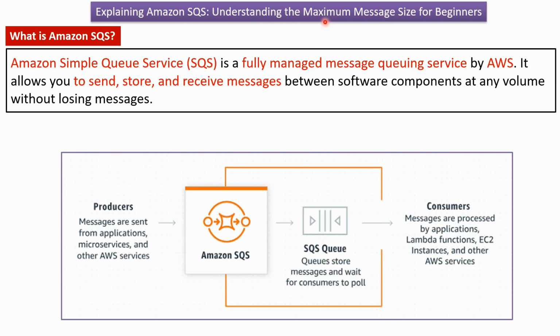In this video tutorial, I will explain what is the maximum message size in Amazon SQS. What is Amazon SQS? Amazon SQS is a fully managed message queuing service provided by AWS. Amazon SQS allows you to send, store and receive messages between software components at any volume without losing the messages.